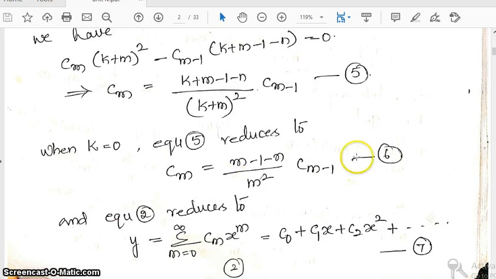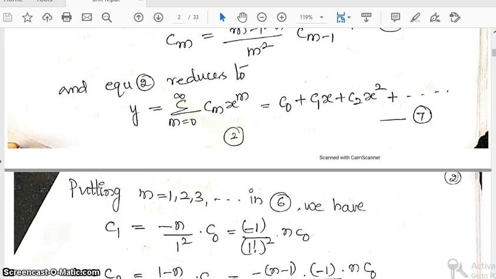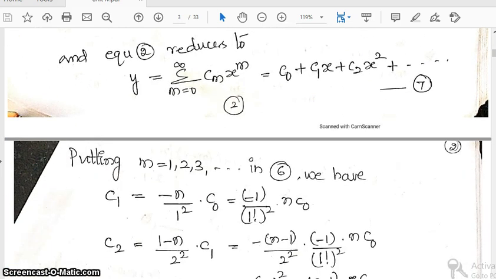Now equation 2, that is y equal to summation c_m x to the power of k plus m, m from 0 to infinity, can be written, here k equal to 0, as summation c_m into x to the power of m. So expanding this summation, you will get c0 plus c1 x plus c2 x square and so on, which is denoted by equation number 7.